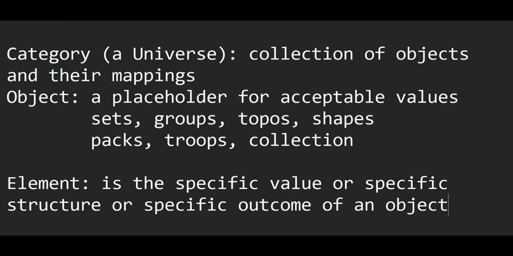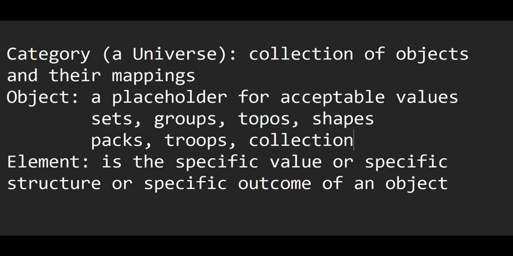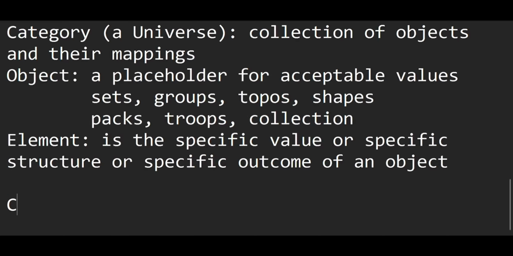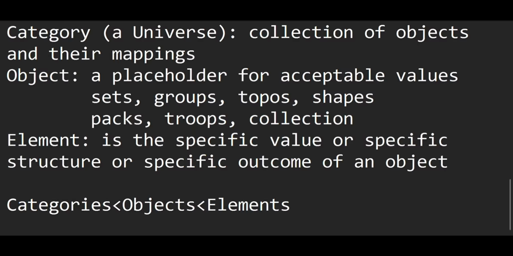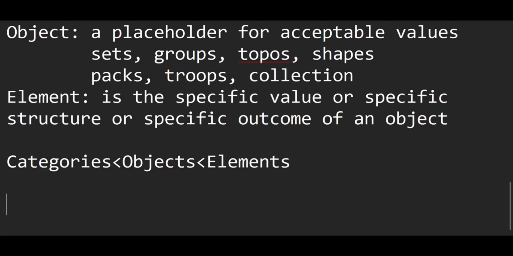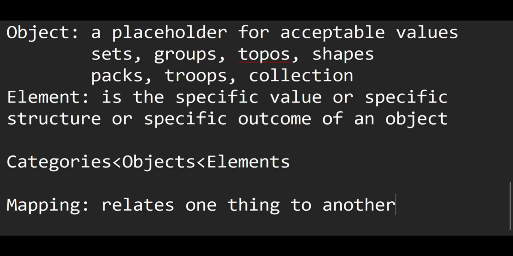So now that we have a category, an object, and an element, the way that these things relate are pretty simple. So categories house objects, and objects house elements. Okay? So then the next question is, what is a mapping? And we kind of defined it before that a mapping relates one thing to another.